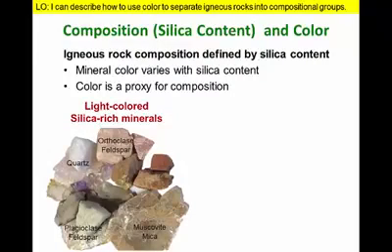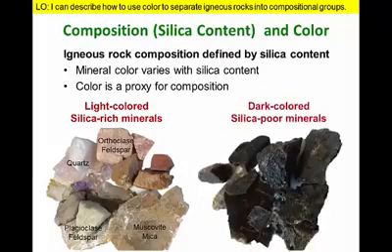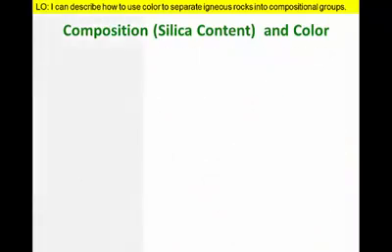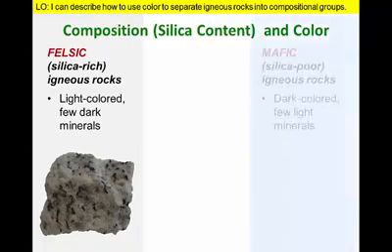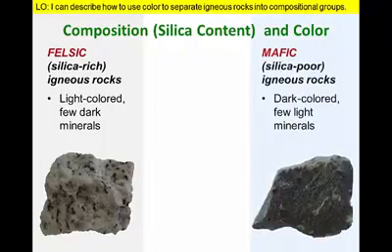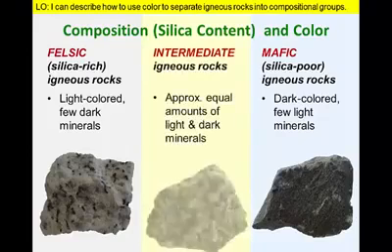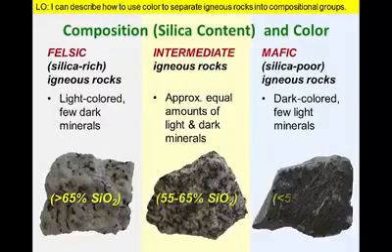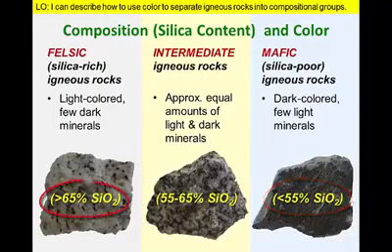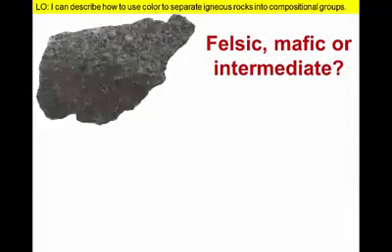Light-colored rocks are mainly composed of silica-rich minerals. In contrast, dark-colored rocks are made of silica-poor minerals. We use the terms felsic, mafic, and intermediate to label igneous rocks with high, low, or medium silica contents. Felsic igneous rocks are silica-rich and are dominated by light-colored minerals. Mafic rocks are darker, and intermediate igneous rocks contain roughly equal measures of light and dark minerals. The chemical composition of these rocks ranges from about half silica for the mafic rocks to more than 2/3 silica in the felsic rocks. Let's try classifying a few igneous rocks by composition.